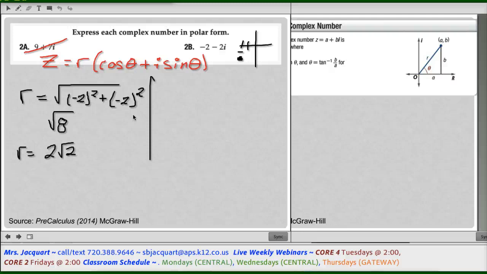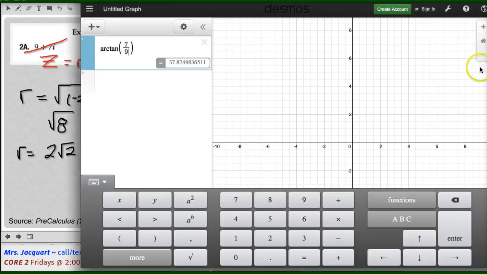Let's find theta. Theta equals inverse tangent of -2 divided by -2. And when we're done, we're going to add pi, which means we're going to add 180. I don't care if you work in radians or degrees. It's easier for me to work in degrees, and so that's the reason why I'm doing it. So let's just go to our calculator.